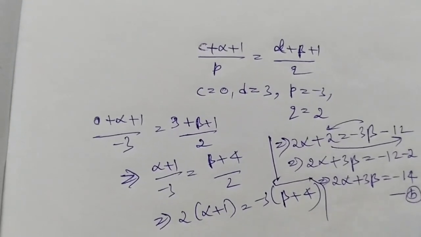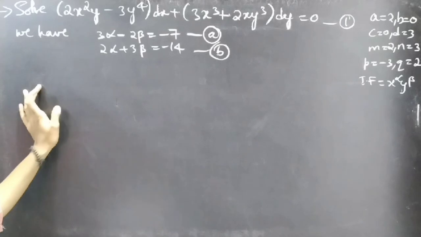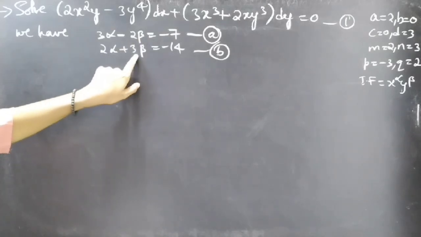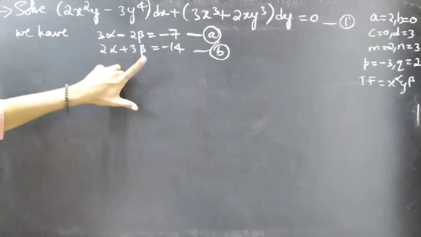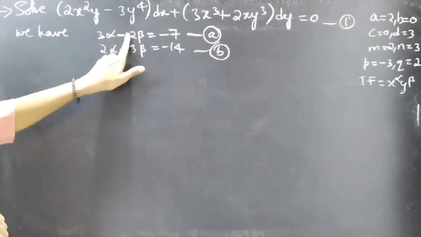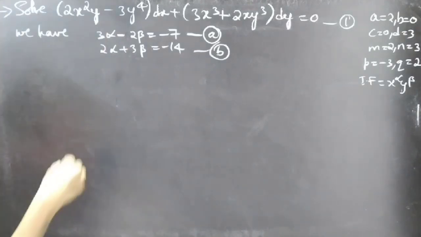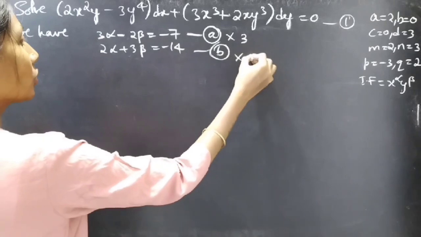Consider this as equation B. Observe A and B. Here we are having minus 2 beta, and in the second equation we are having 3 beta, right? In order to cancel the terms involving beta, we need a 3 here and we need a 2 here, right? So we'll just multiply equation A by 3 and equation B by 2.